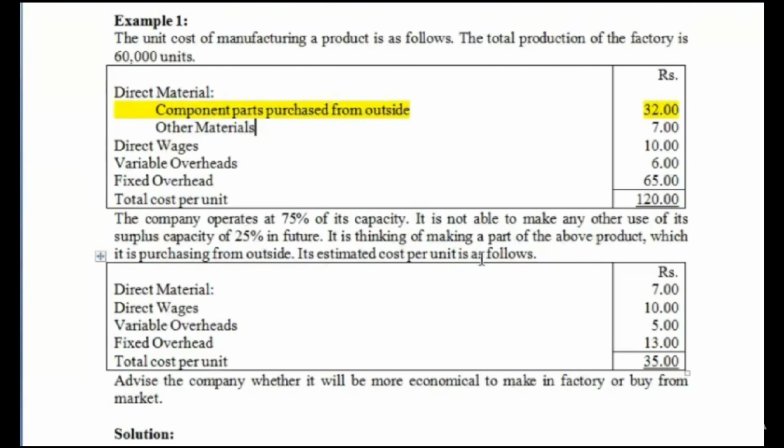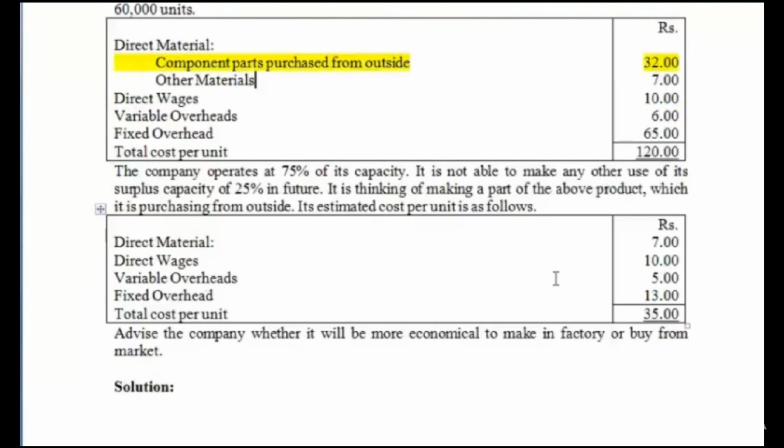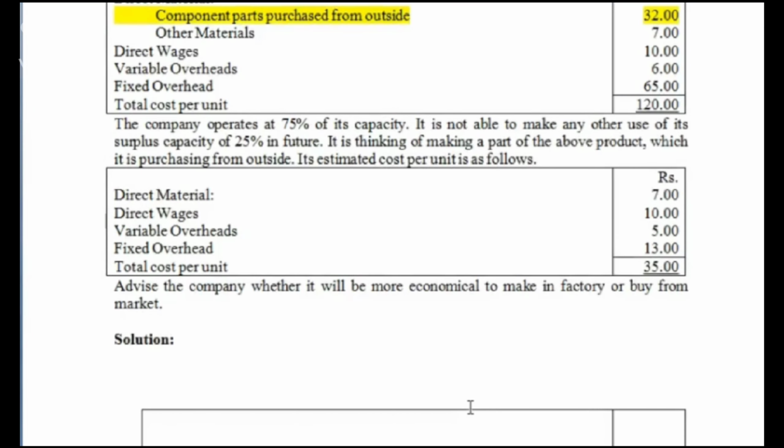Its estimated cost per unit is as follows. Material cost, labor cost, variable and fixed overheads, and total cost is 35 rupees. Now advise the company whether it will be more economical to make in the factory or buy from the market.